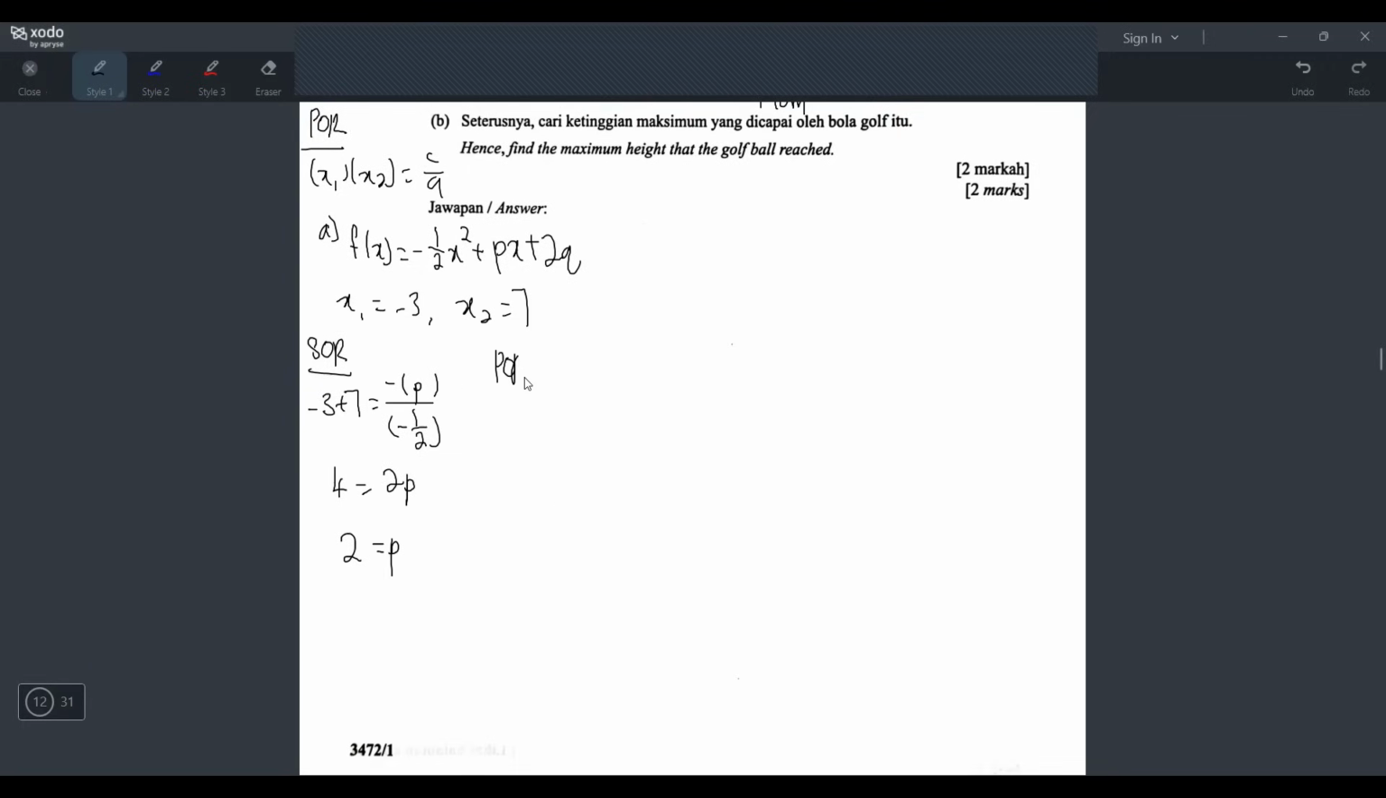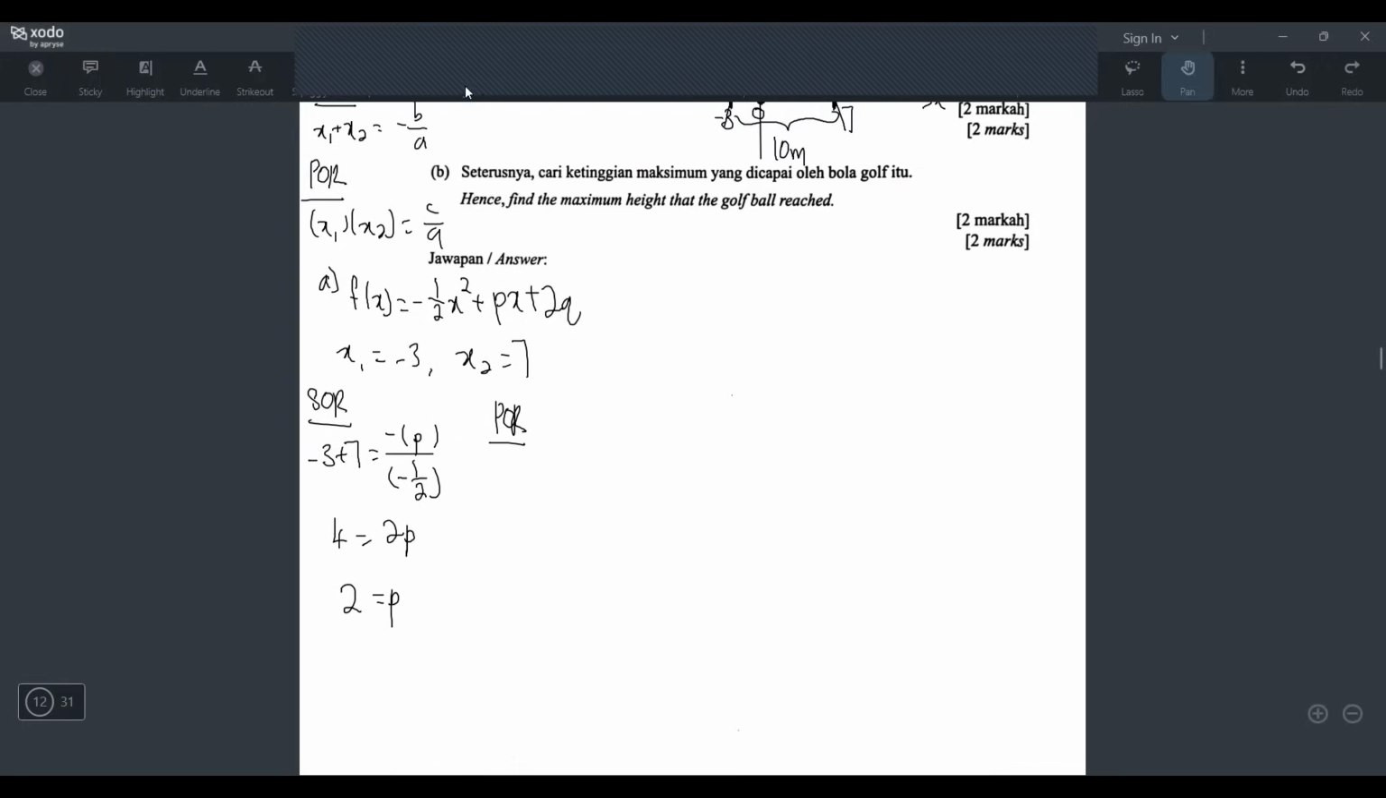Sudah siap lah. Now we do POR. And the formula for POR is x1 times x2 equals c over a. So -3 times 7 equals to c over a. What is the c? 2q over a, which is over -1/2. Okay, the answer will be in negative, right? Because positive number divide negative number, you get negative number. And then what is 2q divide 1/2? 2 divide 1/2 means 2 times 2, so 4q. So 2 times 2 is 4. And then the q, just write it beside.